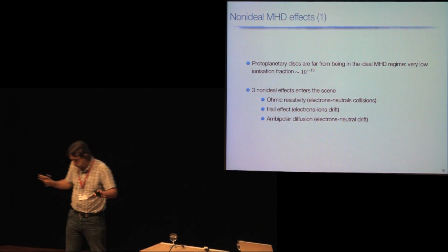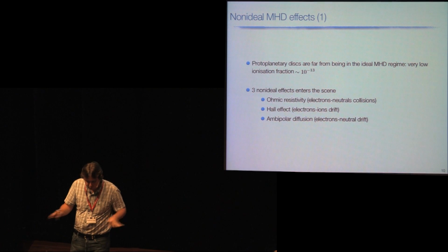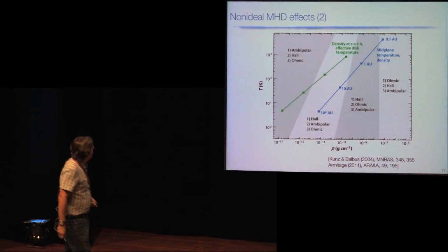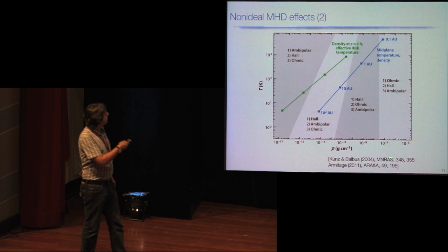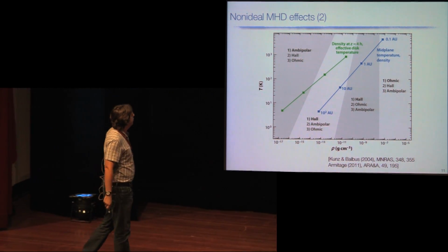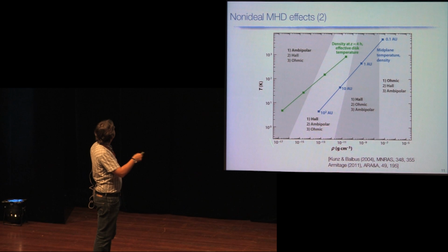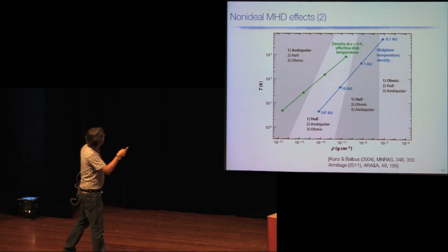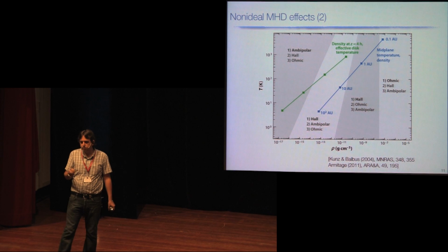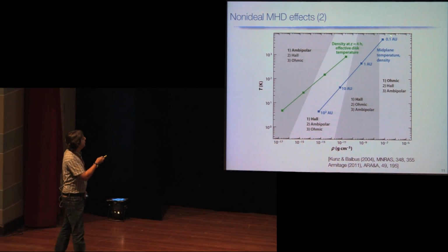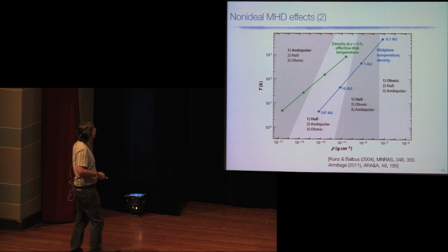Now, these are words. You might ask, well, which effect is dominant in which part of the disk? And this plot will tell you the answer. It's taken from an annual review paper by Phil Armitage. This is the density in the disk, this is the temperature, and this blue line is essentially the location you would expect in a typical T Tauri disk in the mid-plane. Up there, you are at 0.1 AU, and you are here at 100 AU.